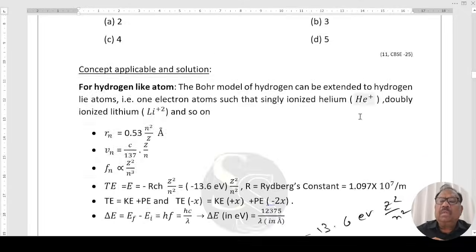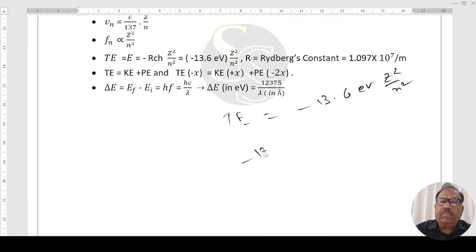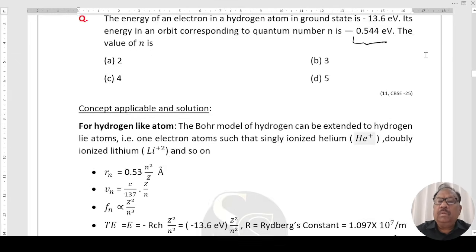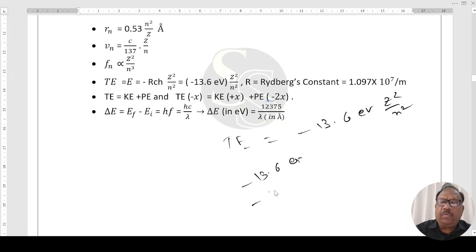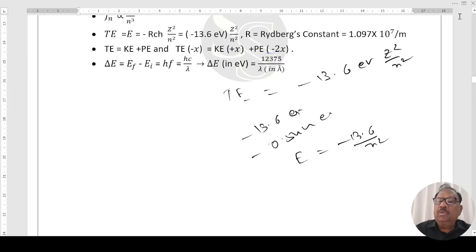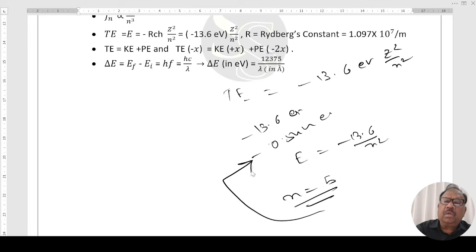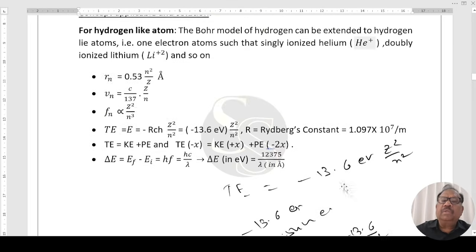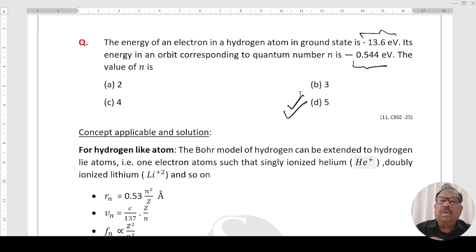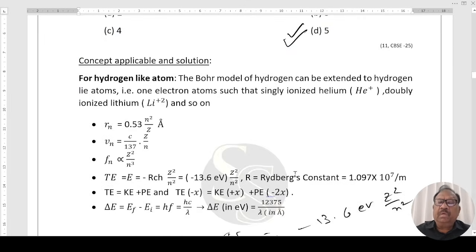Now, it is given 13.6 eV in the ground state, and minus 0.544 eV. Apply the formula E equal to minus 13.6 by n square. That was for n equal to 1, so if we put n equal to 5, we get this answer. So the correct option is D. Right? Next question.